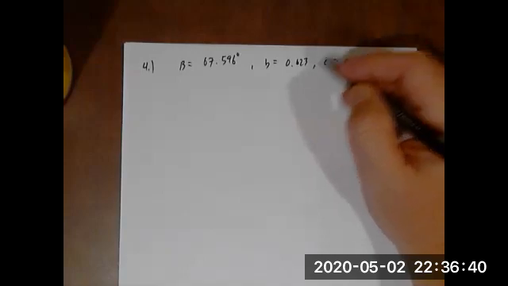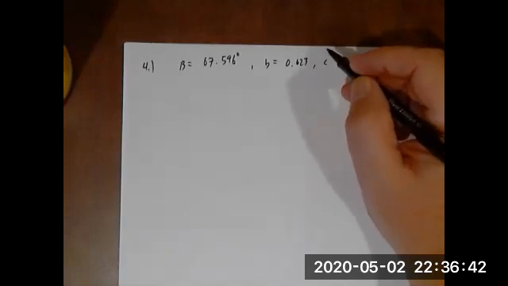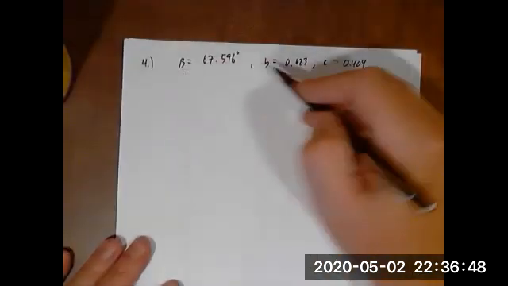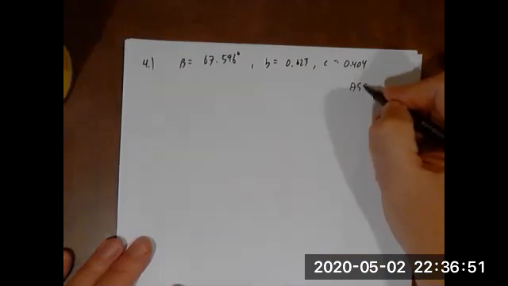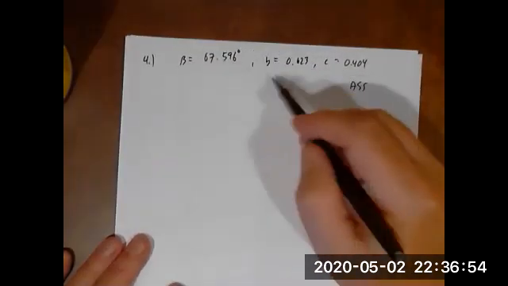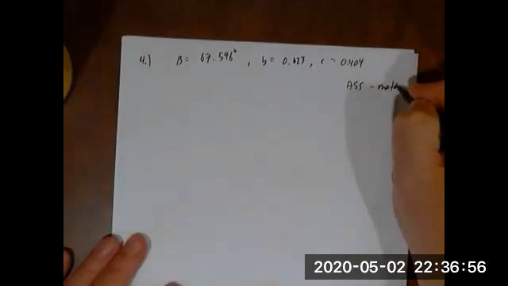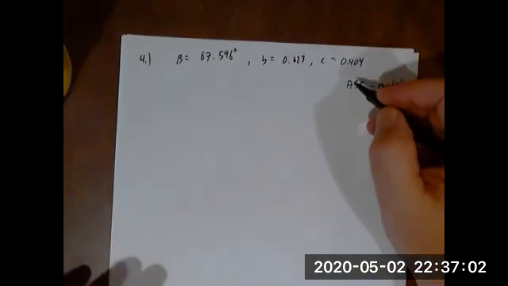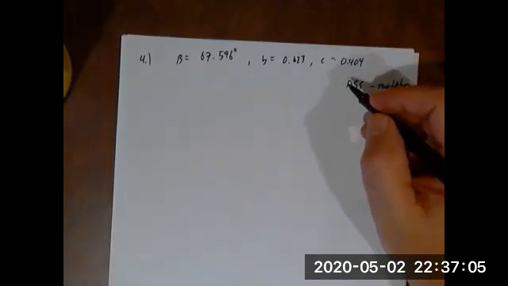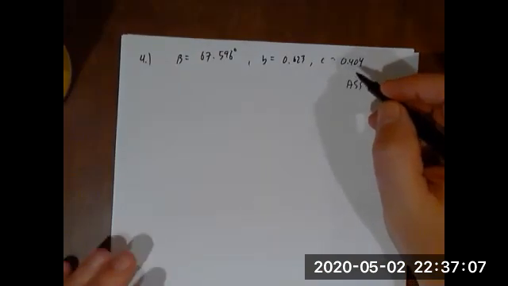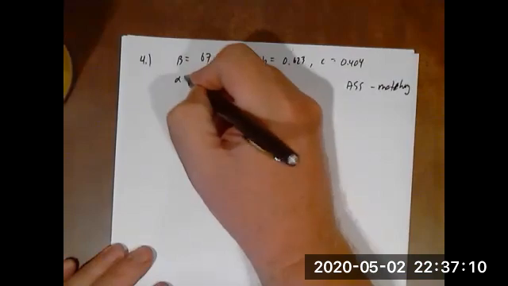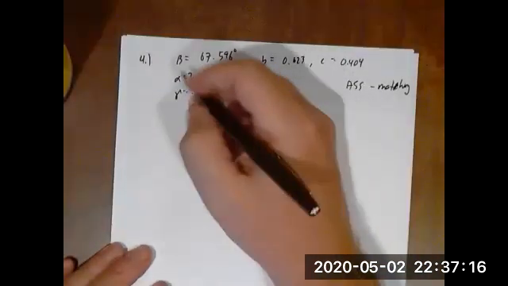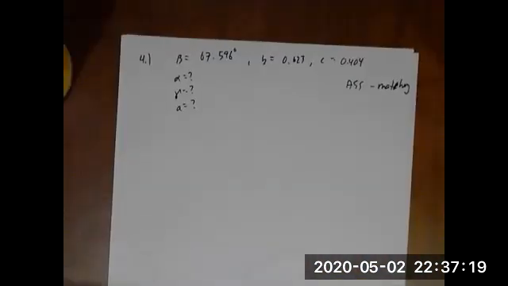So all the answers are going to be to 3 decimal places. And basically, what's left here? Well, let's look. I have angle, side, side. And I have angle beta and side B, so this is the matching. So once again, I'm going to use law of sines, and I can have no triangle, 1 triangle, or 2 triangles. So what I'm going to have to find, in this case, is angle alpha, angle gamma, and side A.